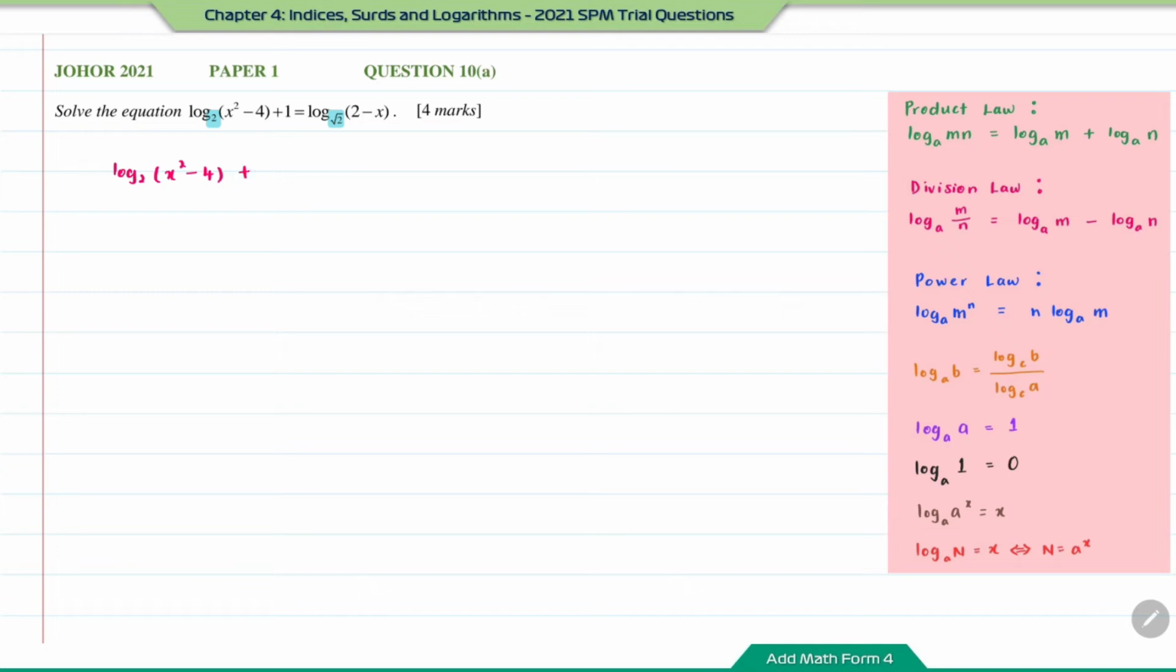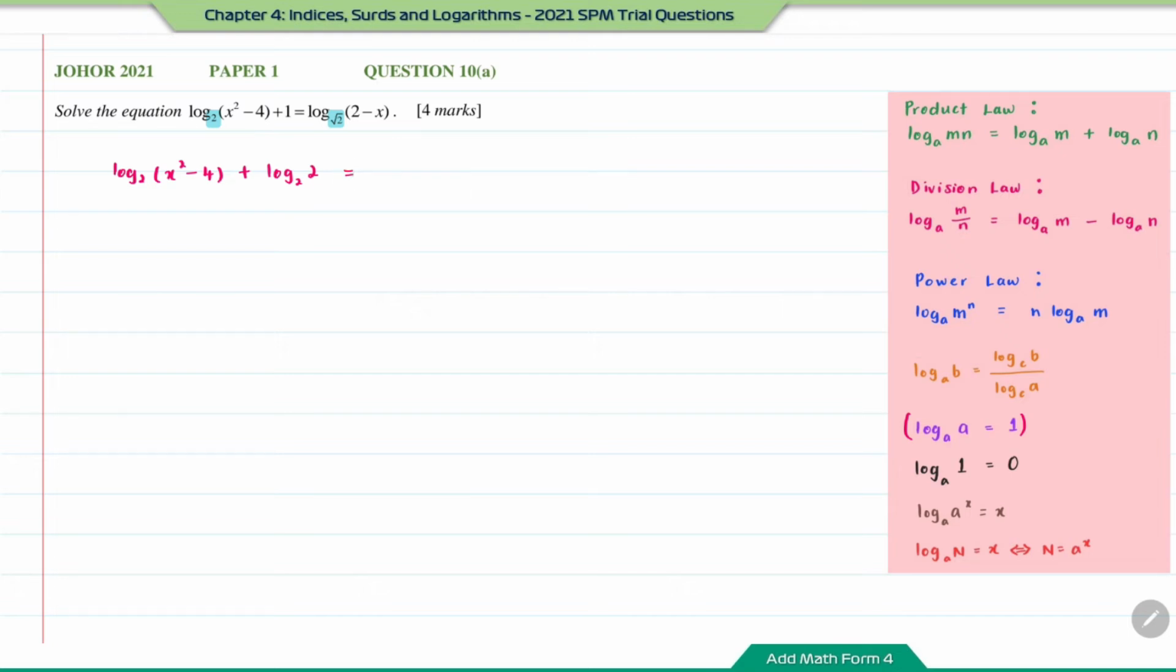Now this number 1, I can change it to a log of base 2 as well. Now refer to here, log base a of a is equal to 1. So here I can write it as log base 2 of 2. So this will equal 1 as well.